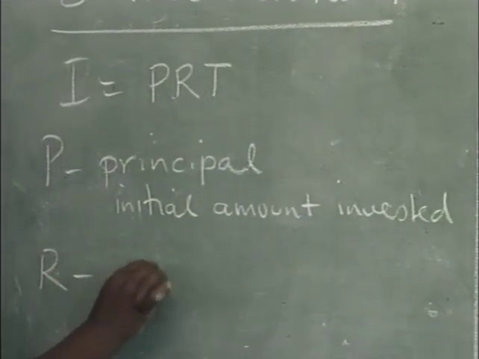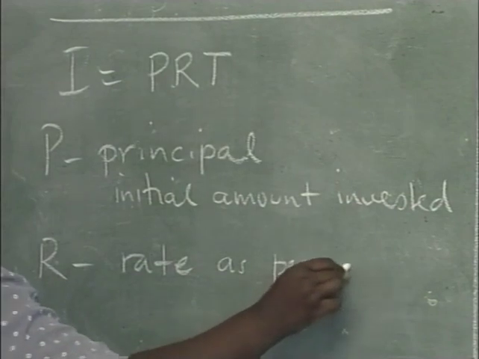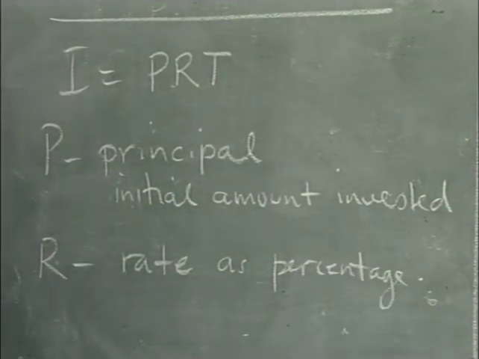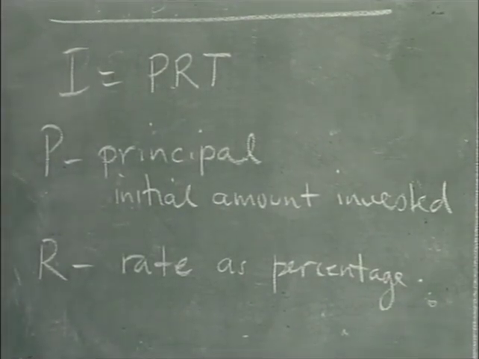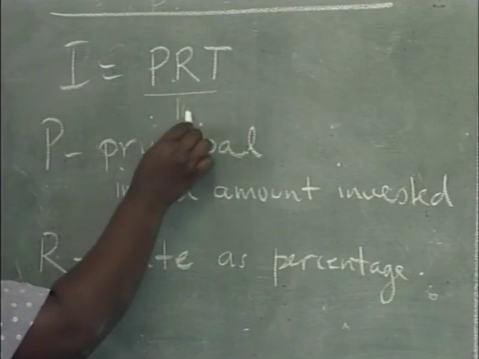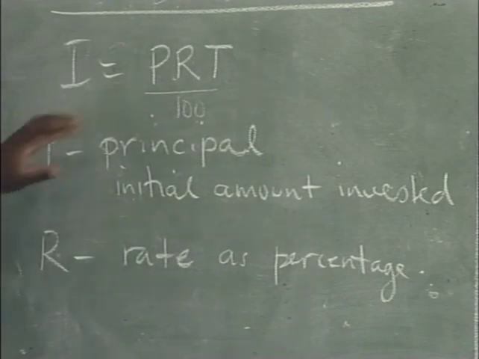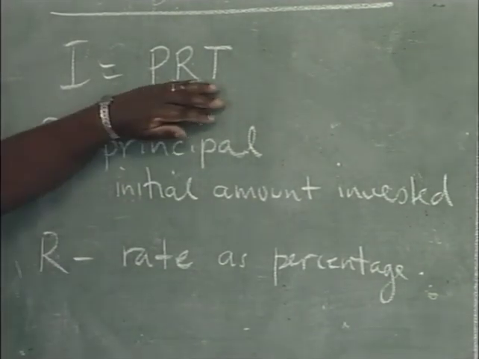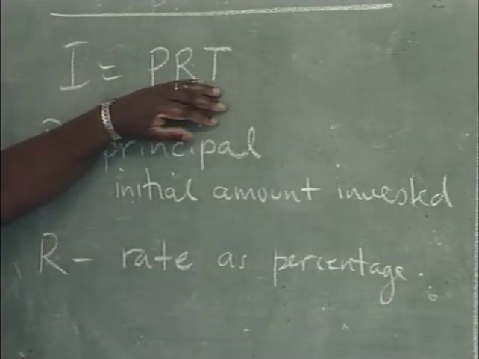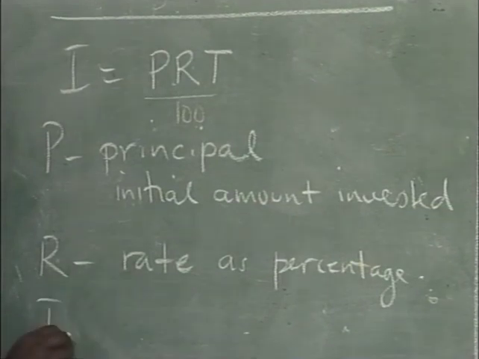R is the rate, and it's always a percentage. So R is always over 100. People say that you're not supposed to divide by 100, but to remind myself, I always put R over 100, because sometimes you tend to just write the number forgetting that it should be over 100. So you can either write that, but remember that R is always over 100, or as a reminder, you can put 100.